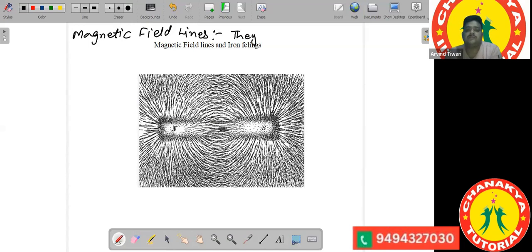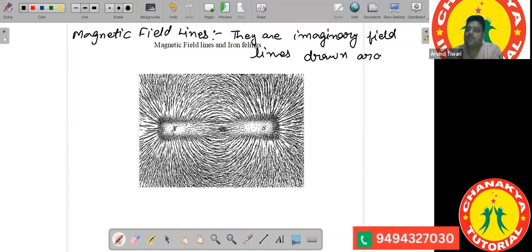They are imaginary field lines drawn around a magnet.